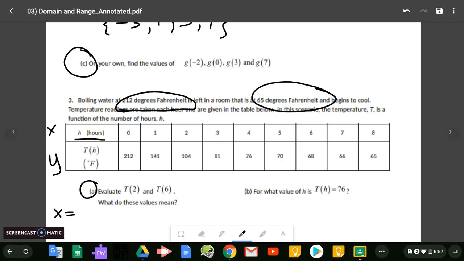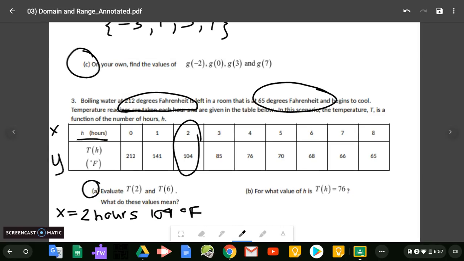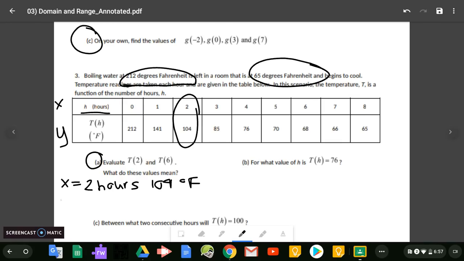So basically they're saying what happens when X equals 2 hours. So if we look that up on the table, we would get that the temperature of the water that was left to cool would be 104 degrees Fahrenheit. Same idea for 6. At 6 hours, the temperature of the water would now be 76 degrees Fahrenheit.